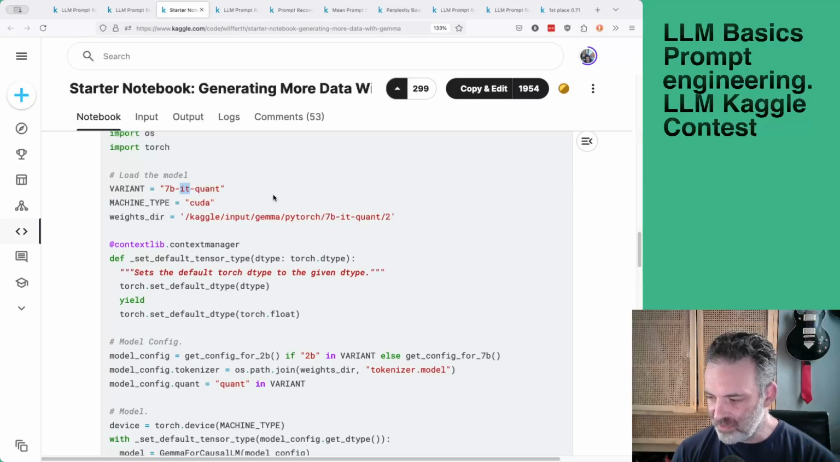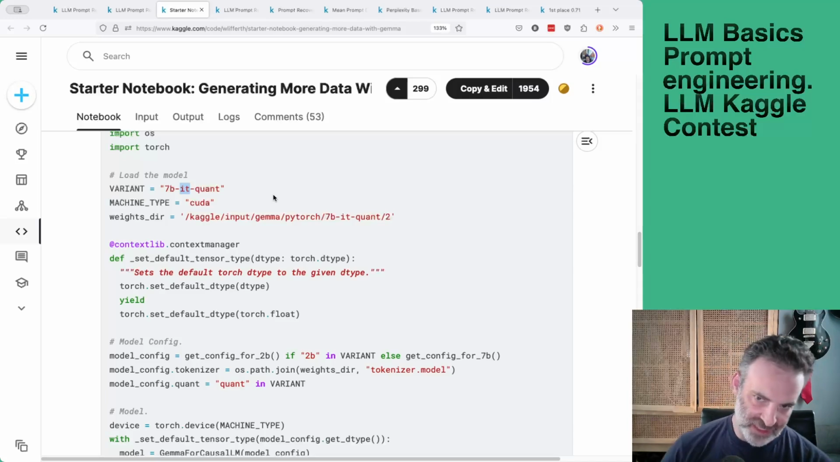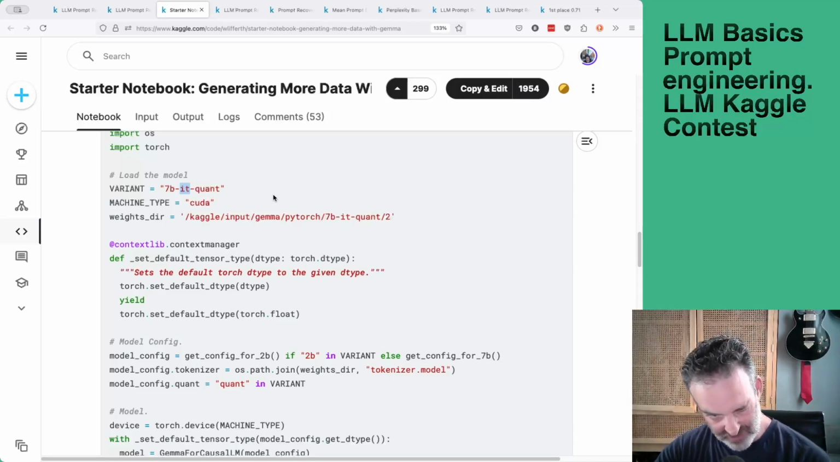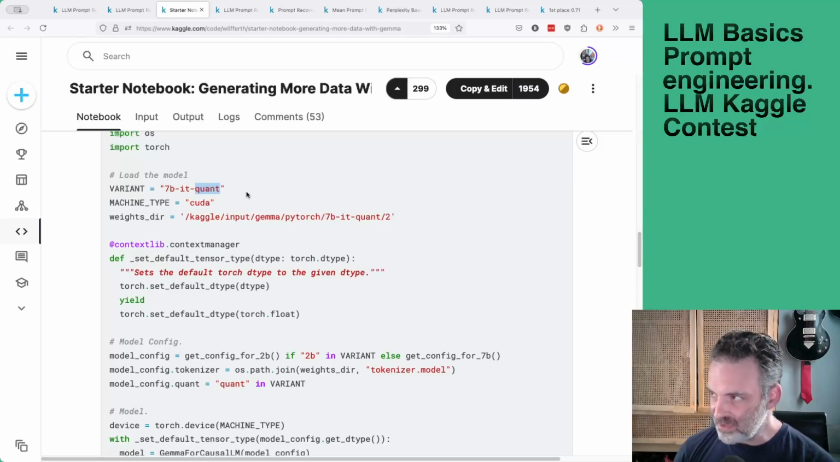The other variety of the model is called the base model, which doesn't have a bunch of the instructions in there, but you can think of this as being pre-prompt engineered for you to reply with the next word. And quant. The main new trend with LLMs now is to quantize your models.